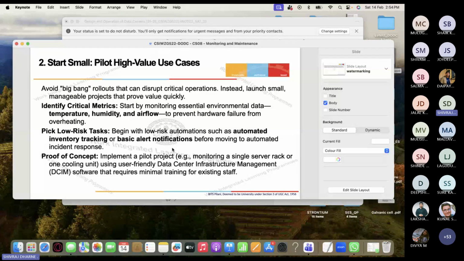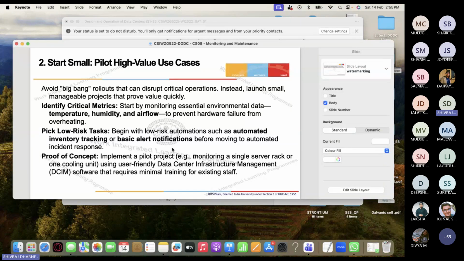Next comes start small. That means you have to start like a pilot, start pilot high value use cases first. That means to avoid the big bang rollout, you have to start small. You don't have to put a lot of capital investment upfront, right? Instead of big, huge, you have to launch small, right? Like a manageable project, and then you learn and grow from that, right? So you have to identify critical metrics. For example, you monitor simple temperature, humidity, airflow. Then you find out what the low risk tasks are, right? So you check what are the things we can monitor, automated monitoring, inventory tracking, or basic alert notification.